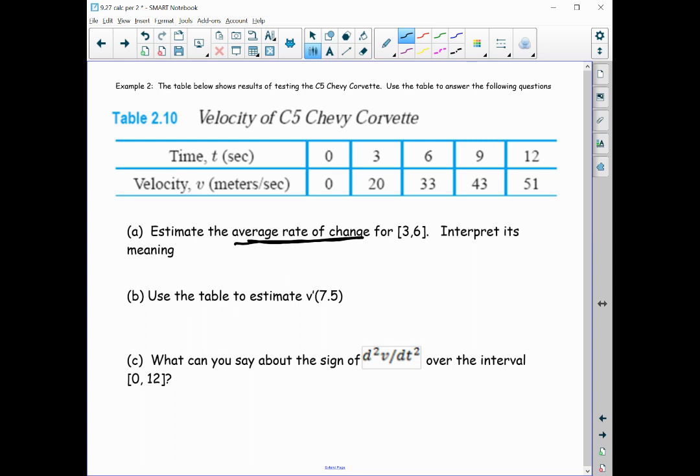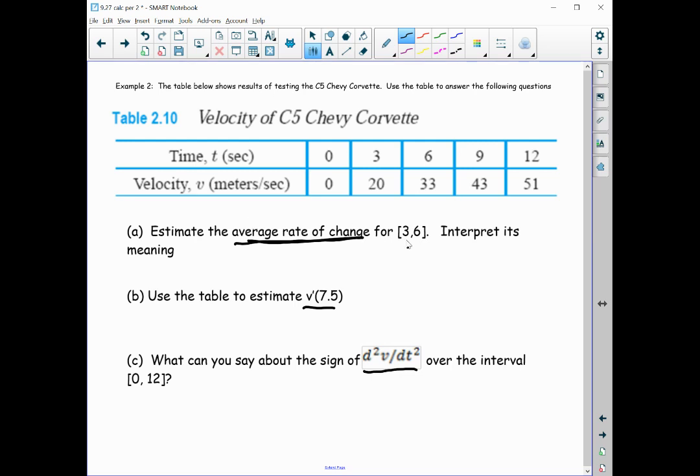We're going to talk more about the AP exam as we go through, and I'll be mentioning it as we go, but if it's in person and not online, you will have 6 free response questions, and one of them is always a table. Okay, so estimate the average rate of change from 3 to 6, interpret its meaning, use the table to estimate v prime of 7.5, and then what could you say about the sign of d squared v over dt squared over the interval 0 to 12. So take a moment and pause me and answer these questions, okay? And then unpause me. Now, if you're really like, I have no idea, that's okay. You don't have to pause me, but I would love it if you did and tried it, and then we'll go through.